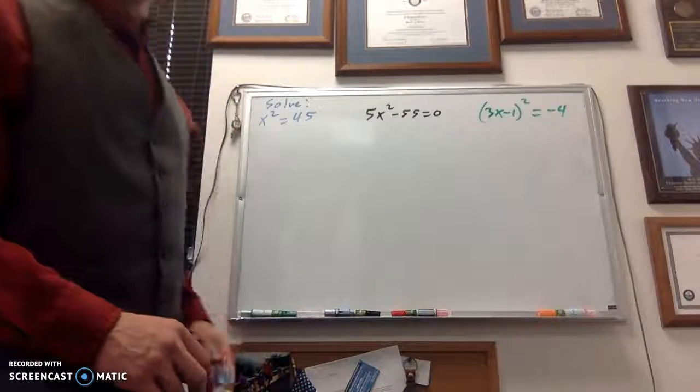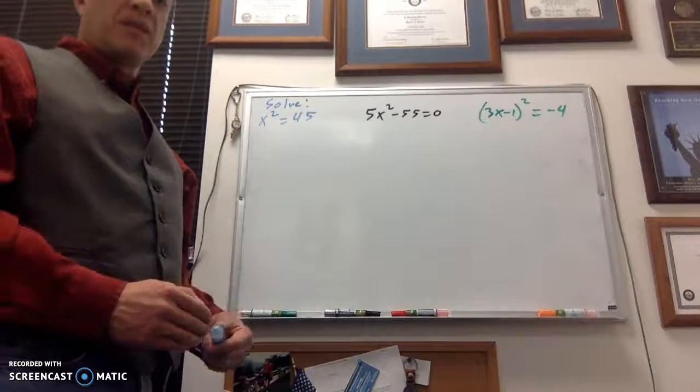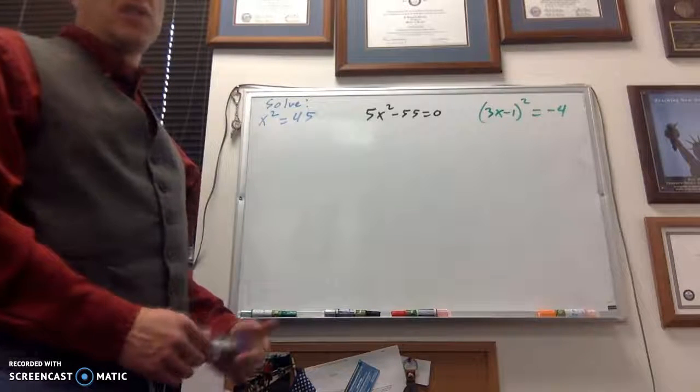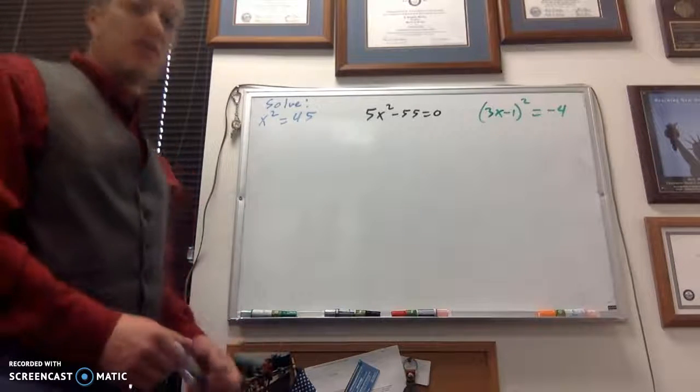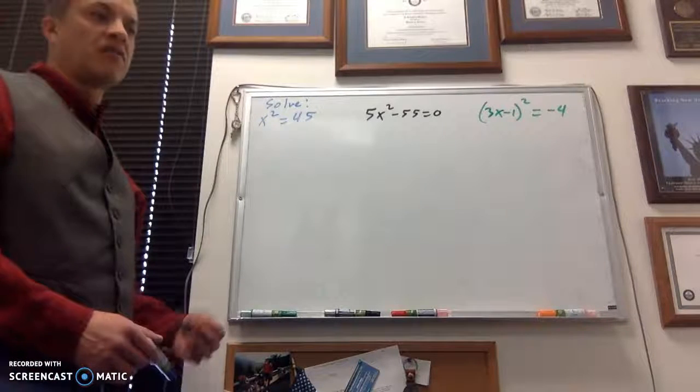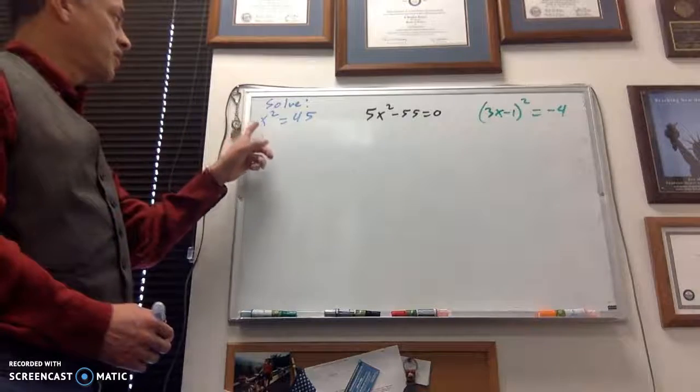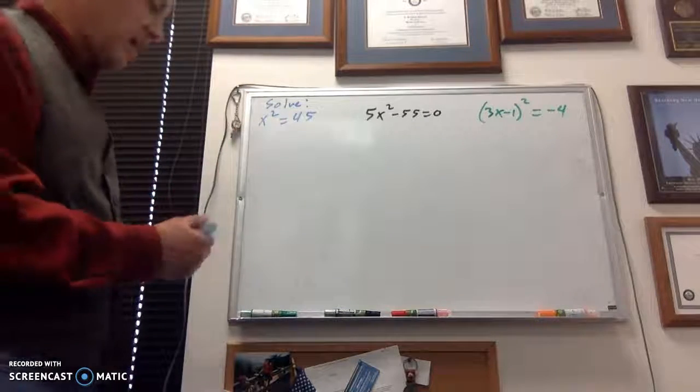Hi everybody. So with radicals in place and complex numbers in place, we are now in a position to solve quadratic equations that don't necessarily factor well. For example, here we're going to solve x squared equals 45.